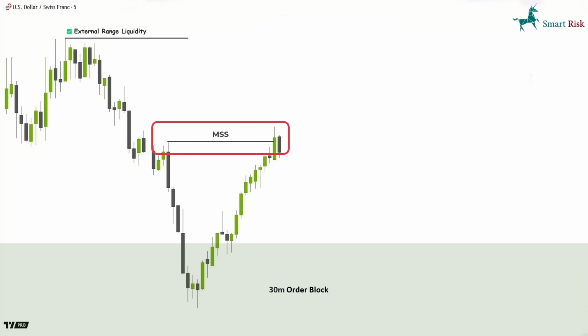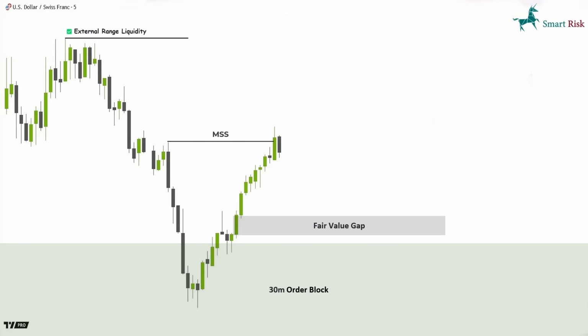This tells us that the selling momentum is fading, and buyers are stepping back in. Once the bullish market structure shift is confirmed on the 5-minute chart, we expect the price to push higher. The next step is to look for an entry point for a long trade. Now, if you look closely, you'll notice that price has formed a bullish fair value gap within the market structure shift leg. This area often acts like a magnet, drawing price back into it before continuing to the upside.